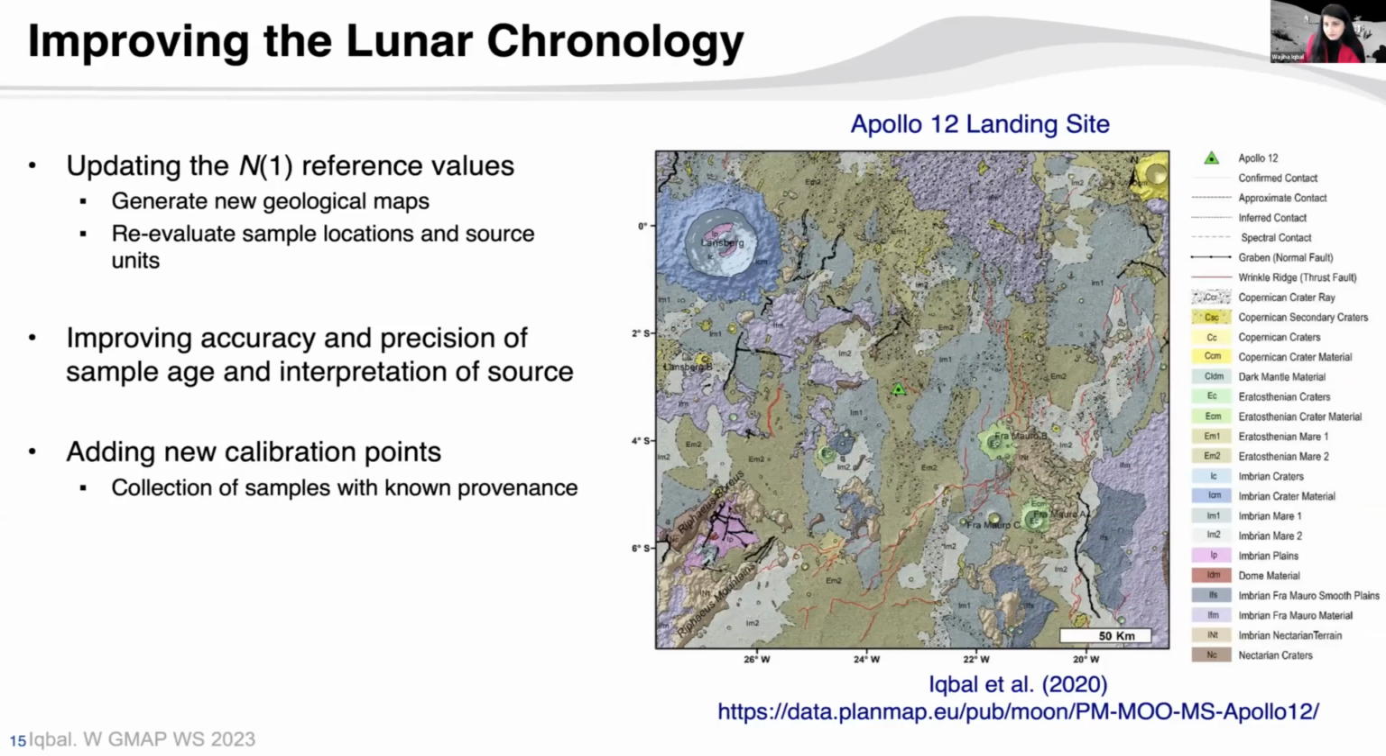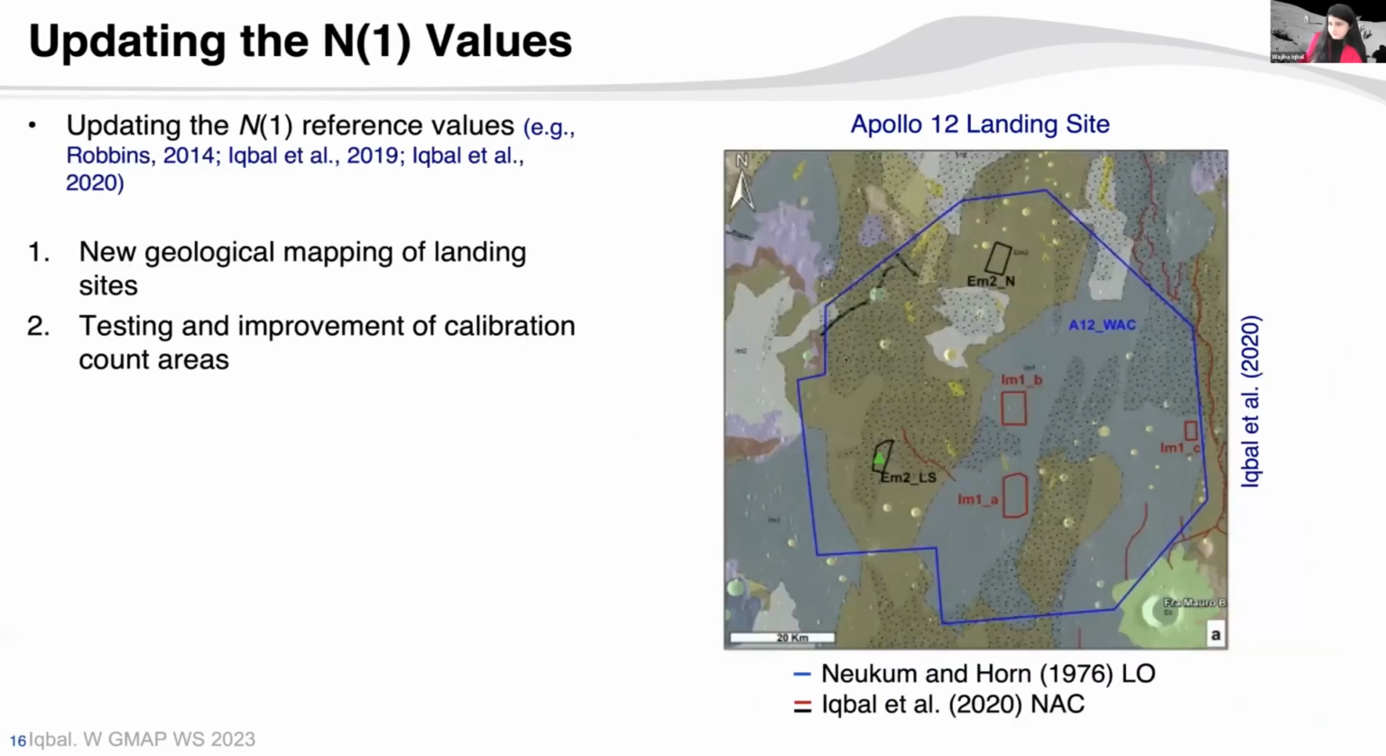This green triangle is showing the landing site. We need a uniform geological area to update or test this N value for cratering chronology. And this uniform geological unit is present on this Mare, this Eratosthenian Mare unit, the green one. We need to test the crater density on this one. So we updated this geological map from previous geological maps, and then we tested how the previous N values were taken.